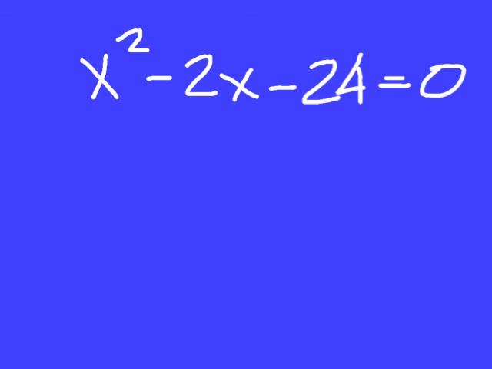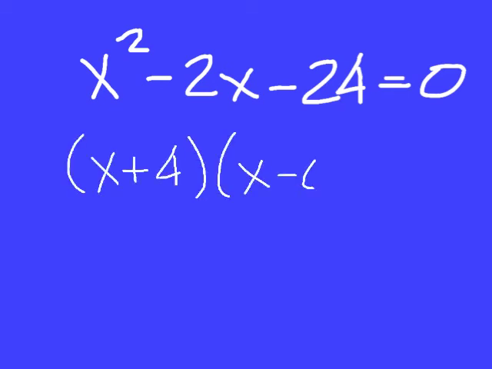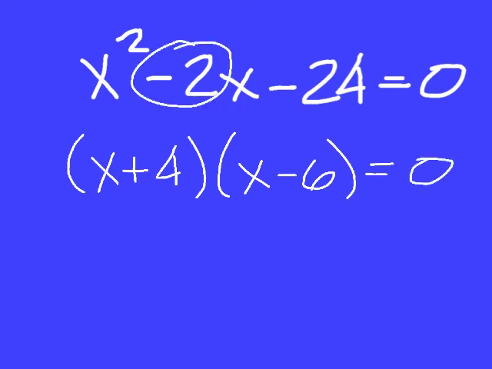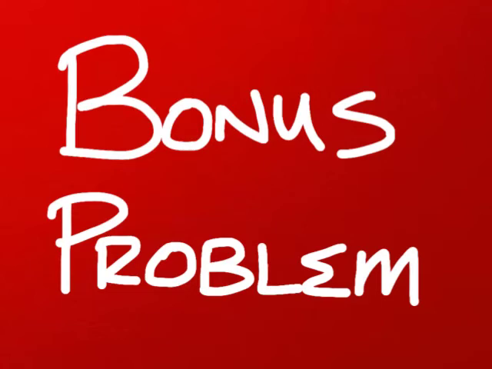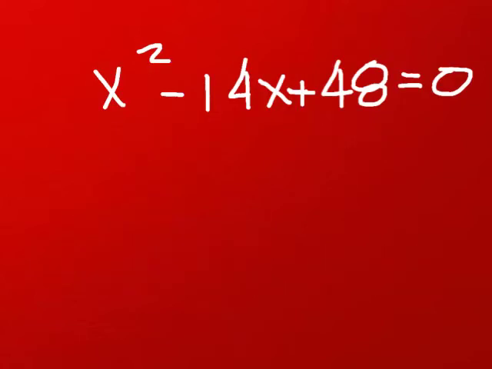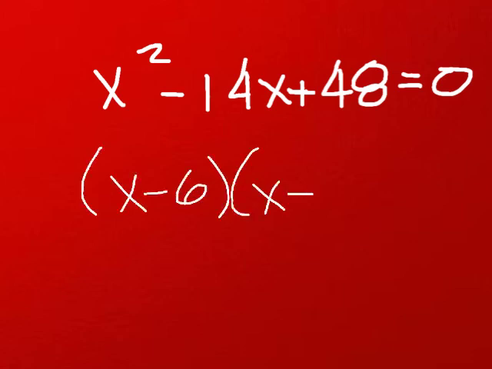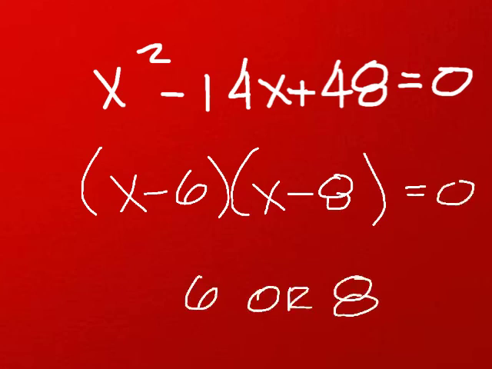Number 5. Well, you need two numbers here that multiply to get negative 24, but they add to get a negative 2. That would be x plus 4 and x minus 6. 4 plus a negative 6 would give me the negative 2. And then solve those down to get a negative 4 or a positive 6. On the bonus problem, it should be x minus 6, x minus 8, and solve that down to be 6 or 8.